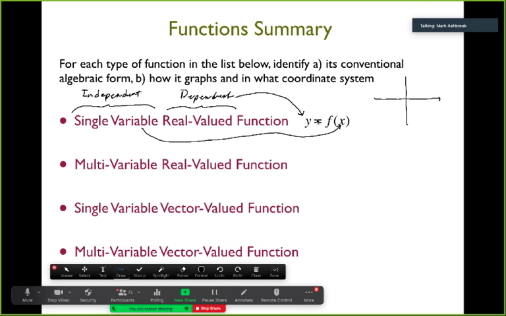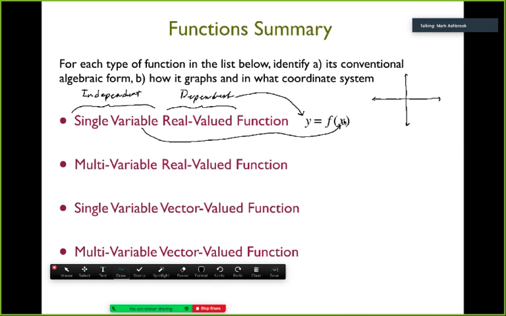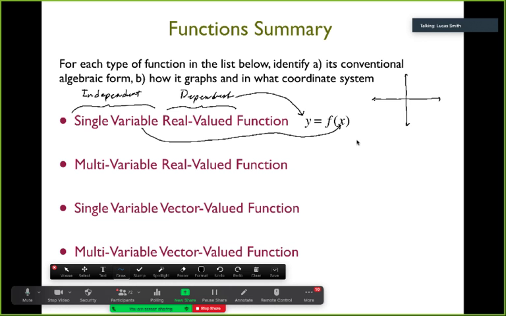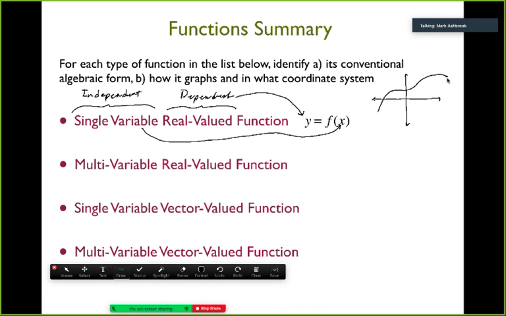And how do these graph? Like as a point, as a string of points, as a region? What do these typically graph as? A curve. Yeah, like a string of points. So it could be a curve, or that curve could be straight and be a line.